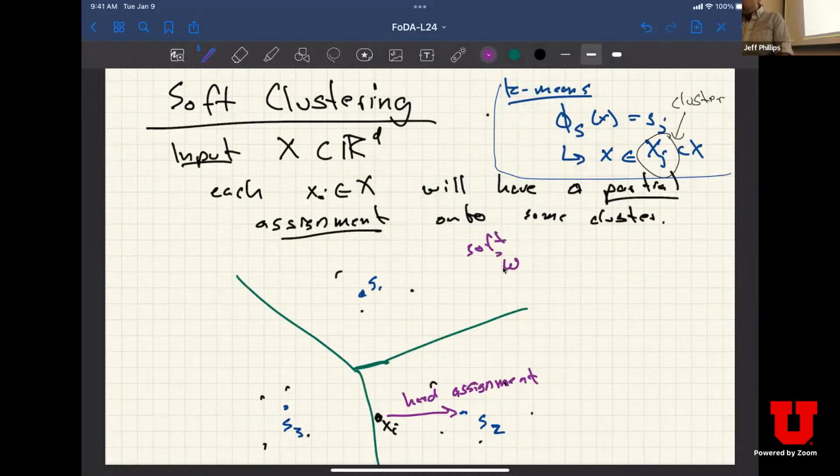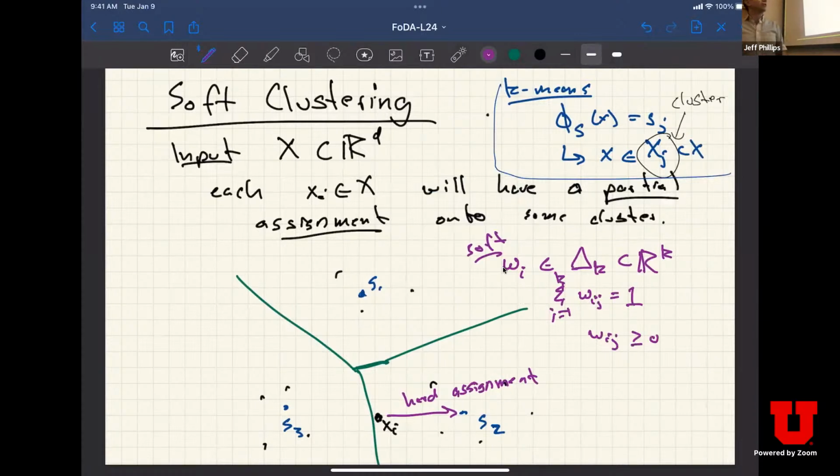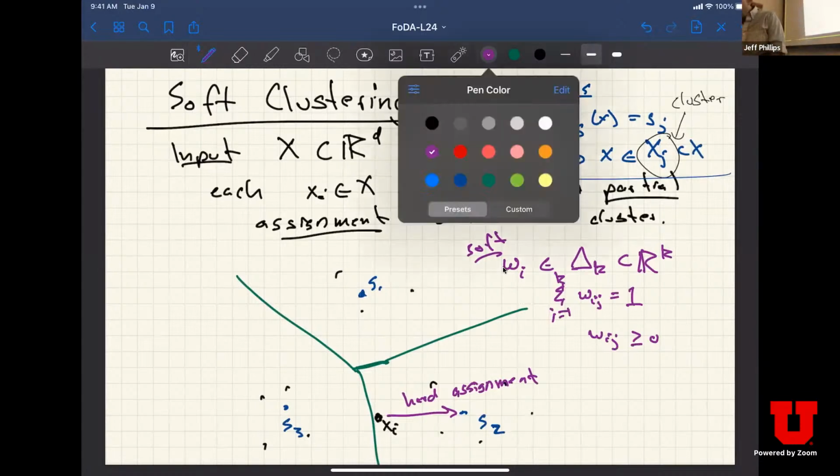Okay, so what I would do is say there's going to be a weight vector. For the soft version, there's going to be a weight vector wi, an element of what I call delta k, which is a subset of R^k, a k-dimensional vector, such that the sum from j equals 1 to k of wij has to equal 1, and wij must be greater or equal to 0. Okay, so this is basically a probability. I used this notation in a chapter in the book that we skipped, but this is a notion of capturing a high dimensional probability.